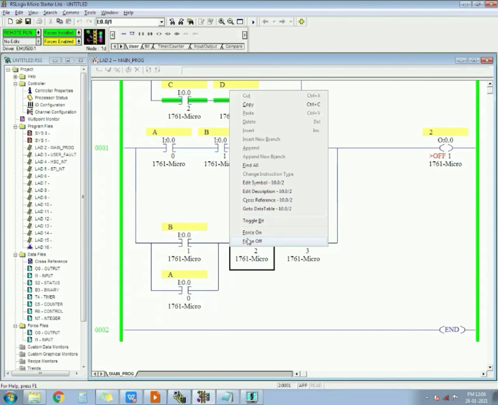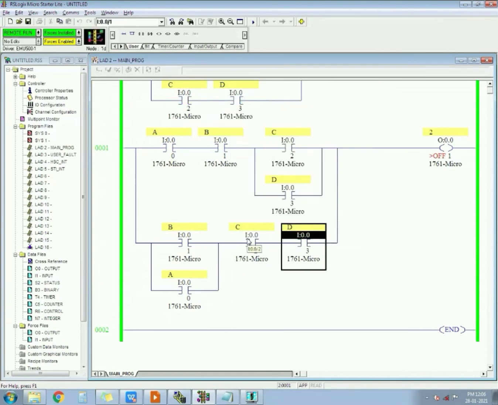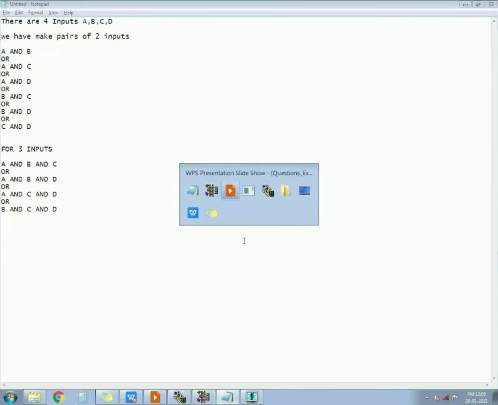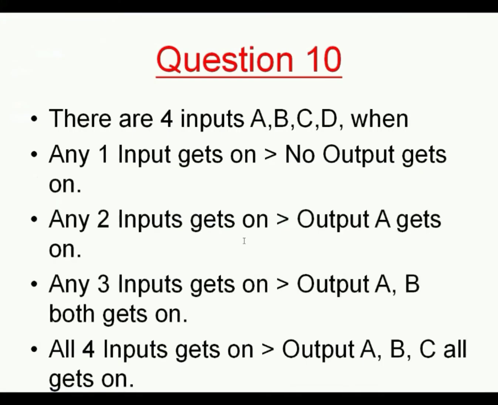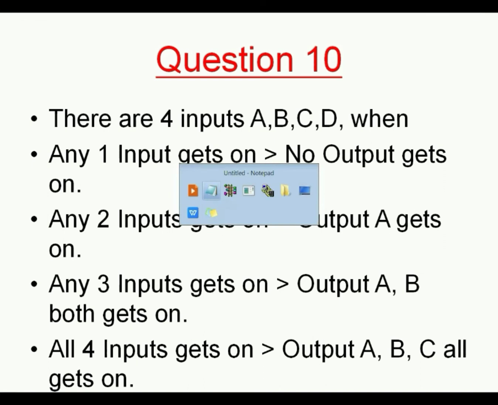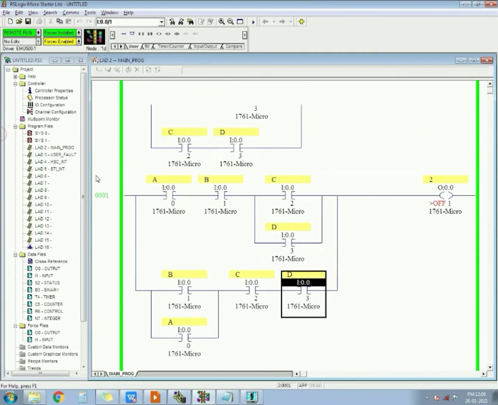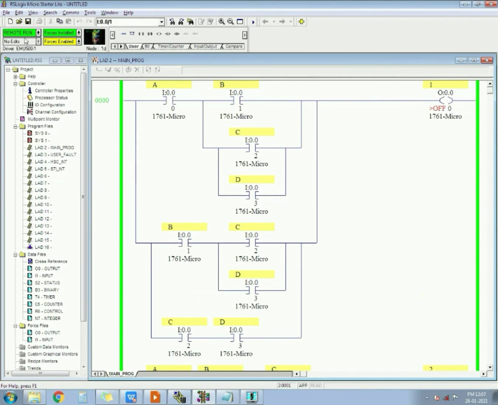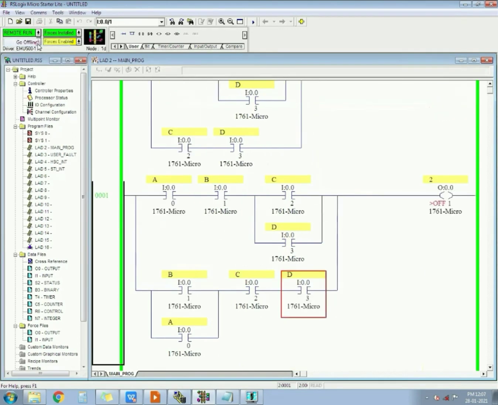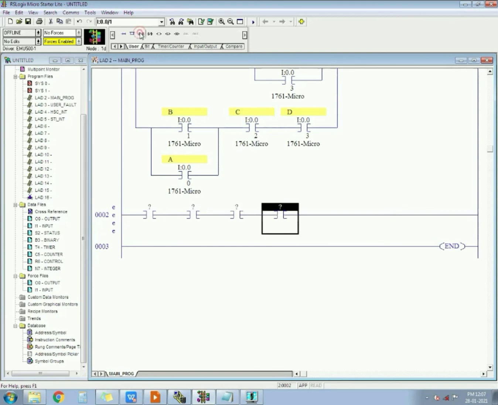Now the last part of the question is left, that is when all 4 inputs get on, outputs A, B, C all get on. Means all outputs should get on. For all 4 we don't need any pair, so we will use A, B, C and D in the last line. Let's go offline first and make a program in the last rung. I will use all 4 inputs and an output.